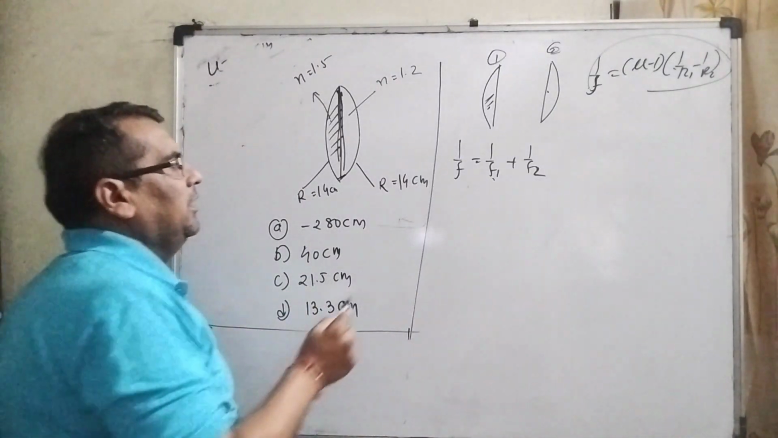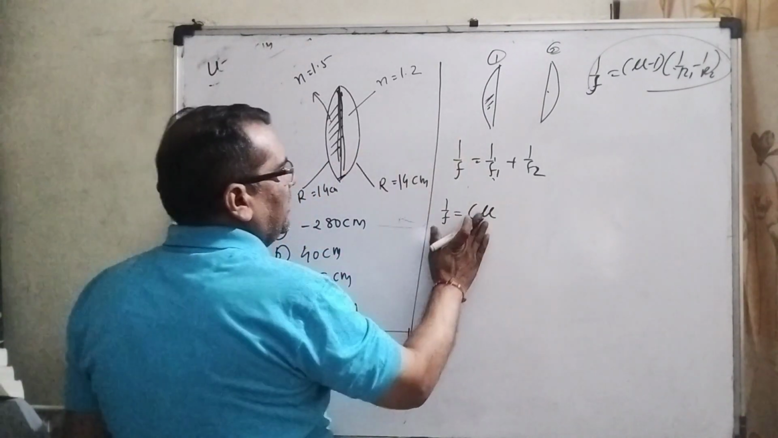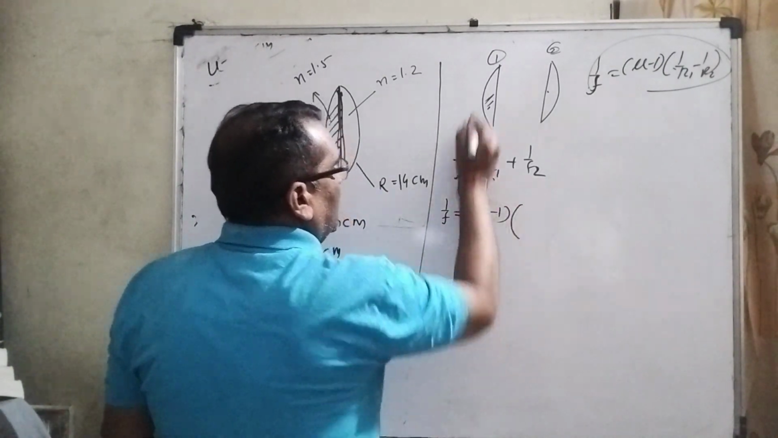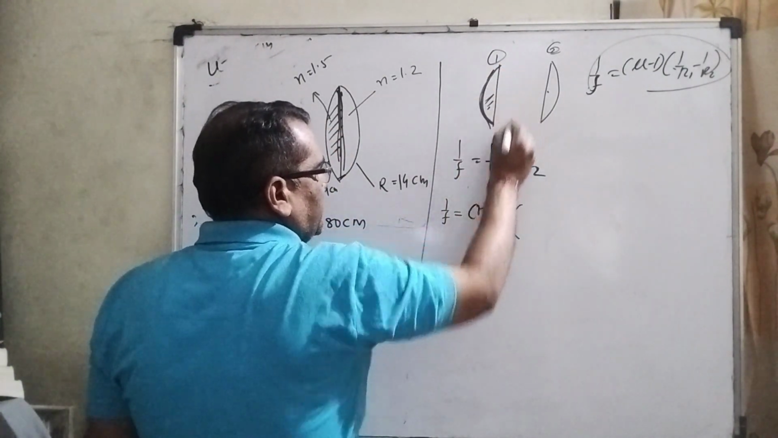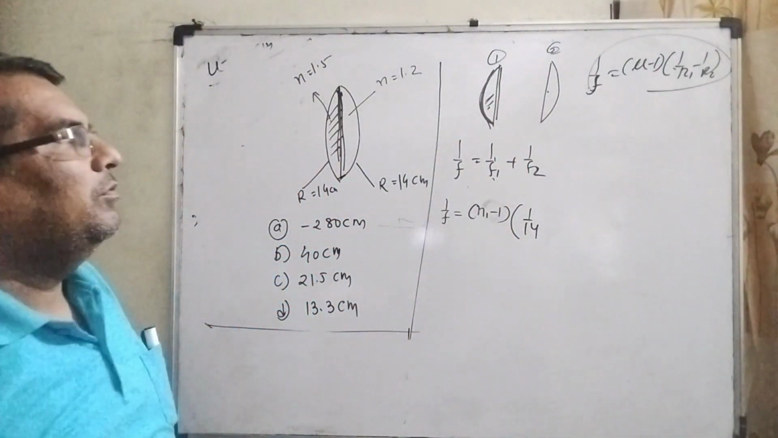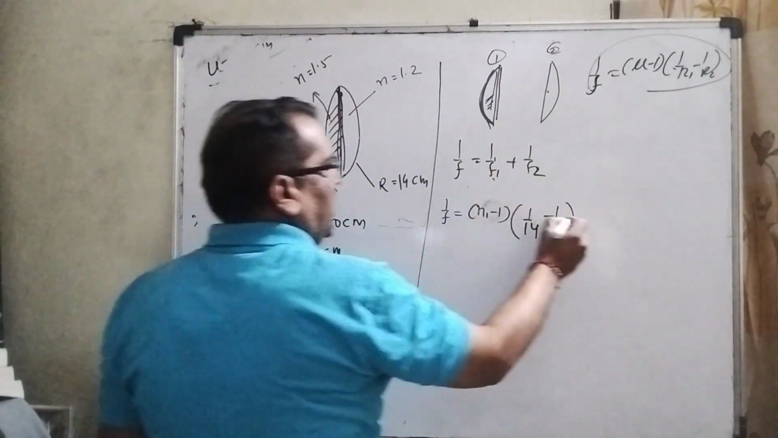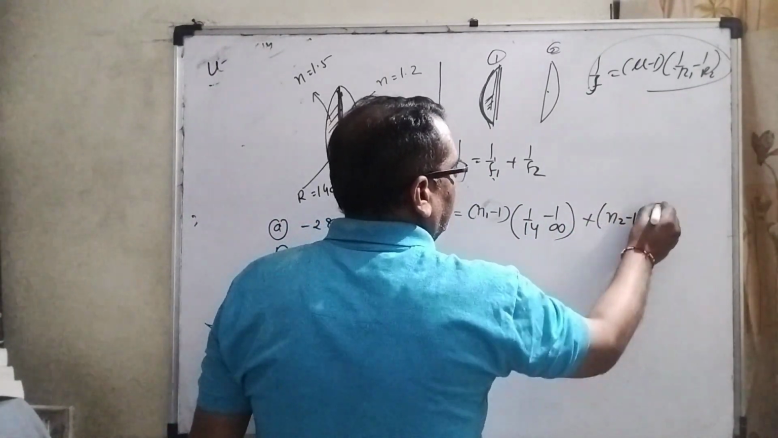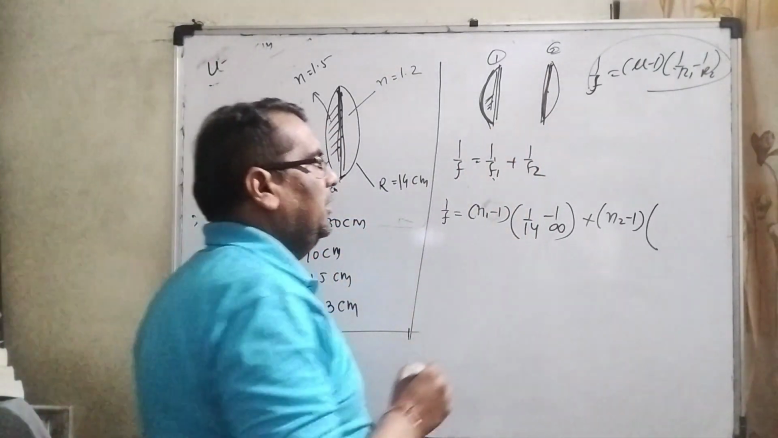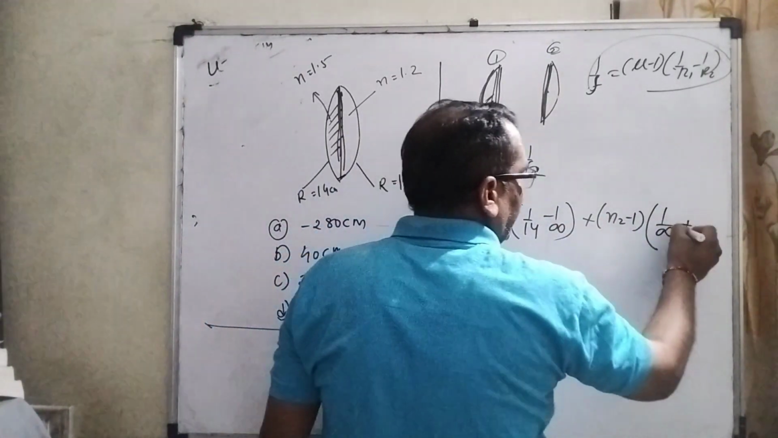Then 1 by f equal to, in the place of mu we can write n1, n1 minus 1, its radius of curvature is 14 positive and the second surface is plane. So therefore what is the radius of curvature? Infinity. And for the second, n2 minus 1, it is again the first part, the first surface is plane, so radius of curvature is infinity. Minus 14, minus minus becomes plus.